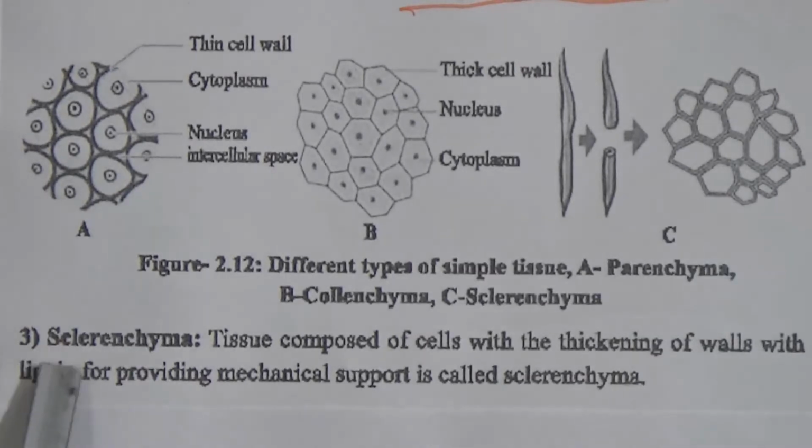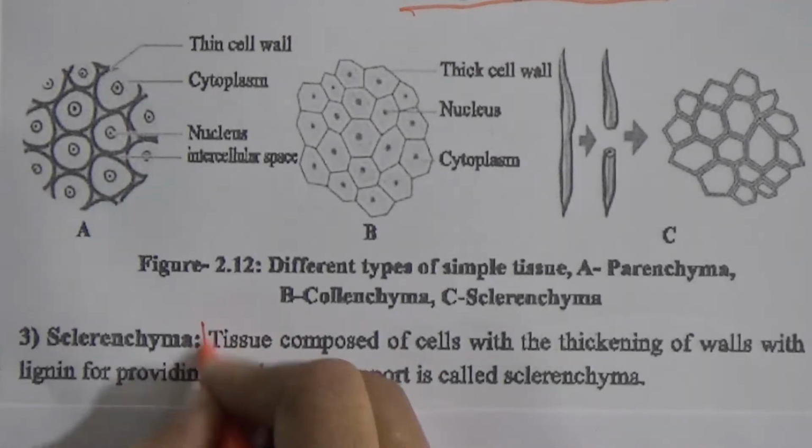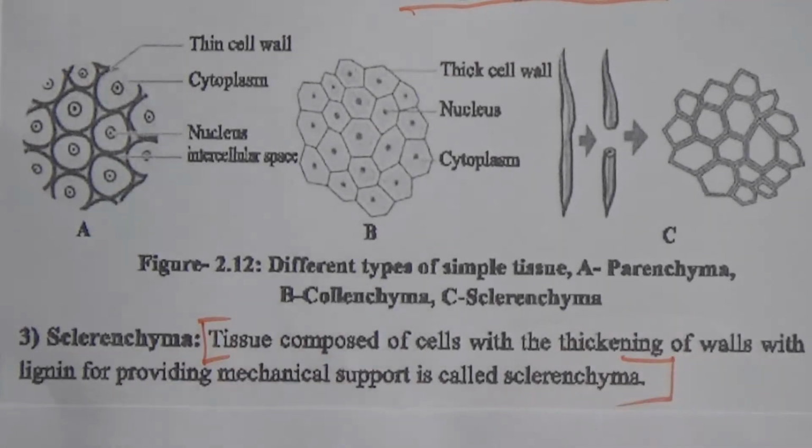Now come to the sclerenchyma. Tissue composed of cells with thickened walls with lignin for providing mechanical support is called sclerenchyma. Dear students, this is the definition of sclerenchyma. The matured sclerenchyma is dead.